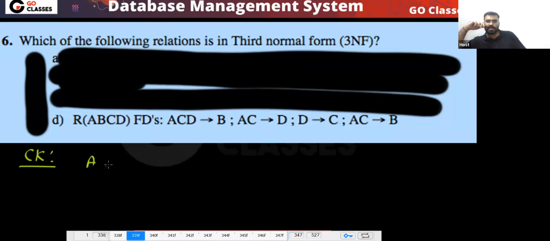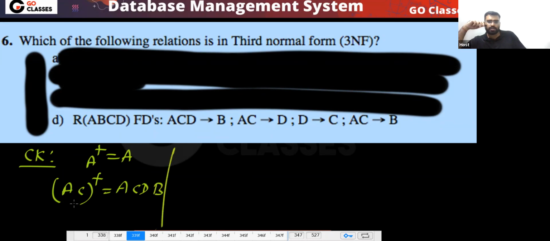Check A, because A is not on the right side. So check A plus. A plus is only A. Okay, so let's check AC. What is AC plus? That will be ACD, and AC can determine B. So AC is there. A must be there, C, and you can notice AD is also there. What about AB? AB is not a candidate key.